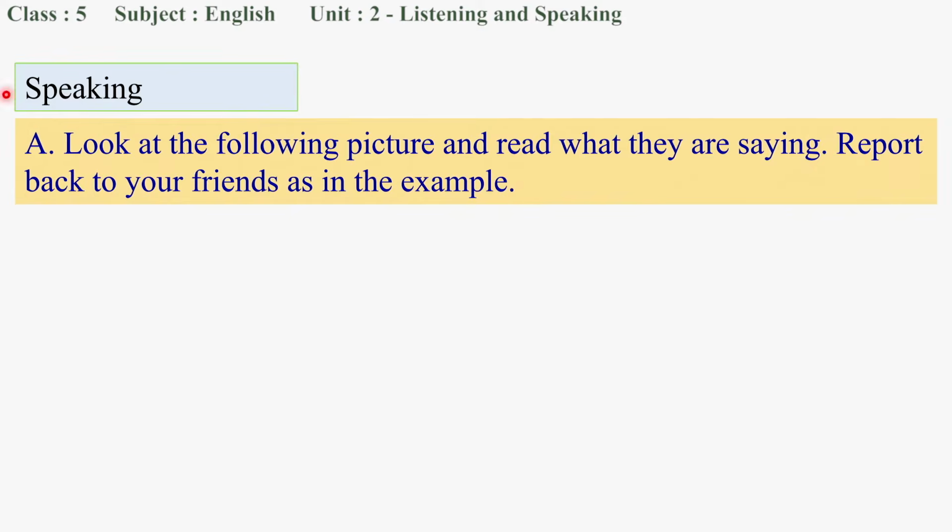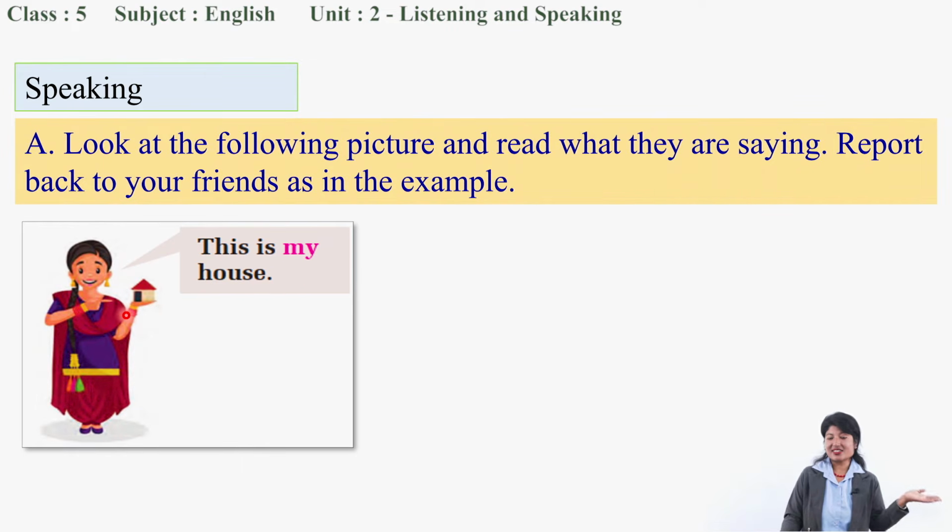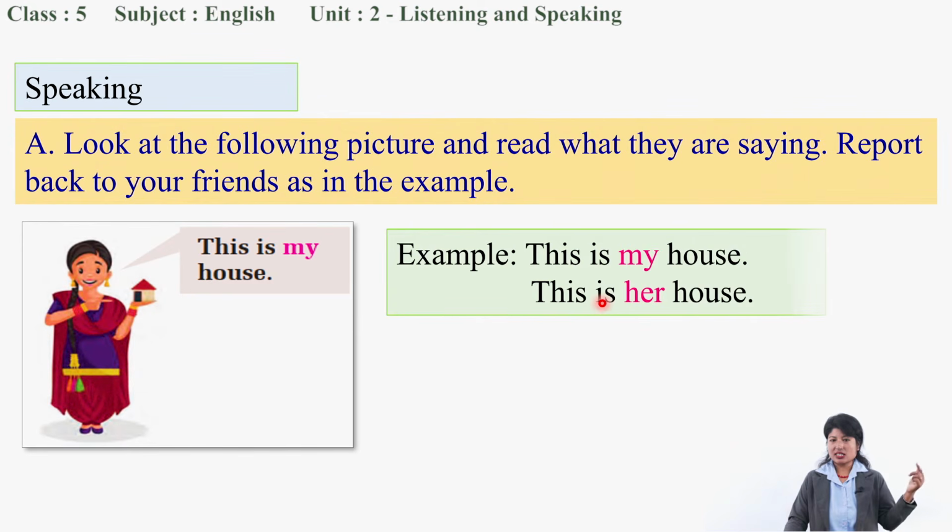Activity A. Look at the following picture and read what they are saying. Report back to your friend as in the example. See, a sweet girl is saying something. What is she saying? "This is my house." She is holding a house and saying, "This is my house." So when we hear this and go to another person and tell, what can we say? She said, "This is my house." So if I need to tell this to another person, I would say, "This is her house."